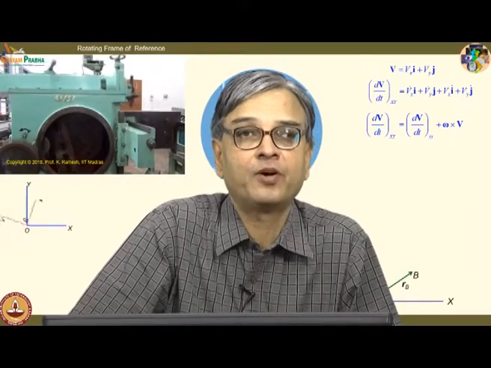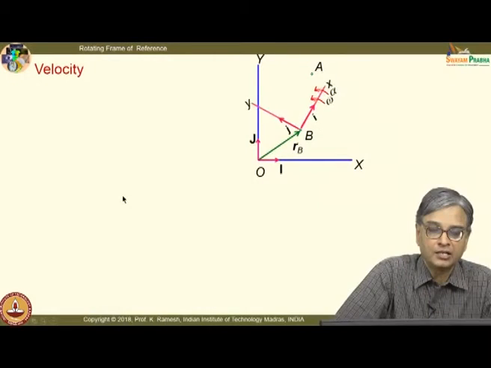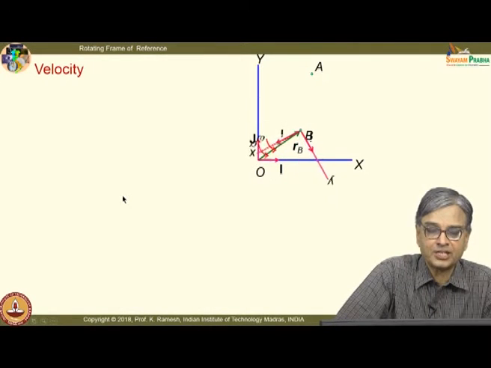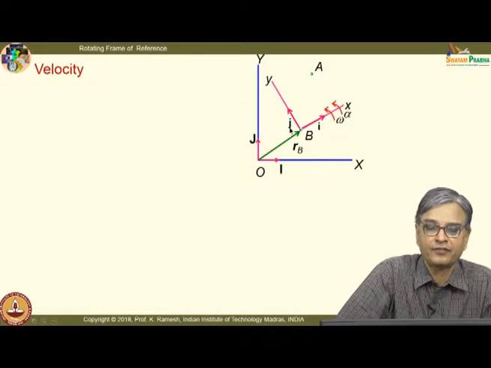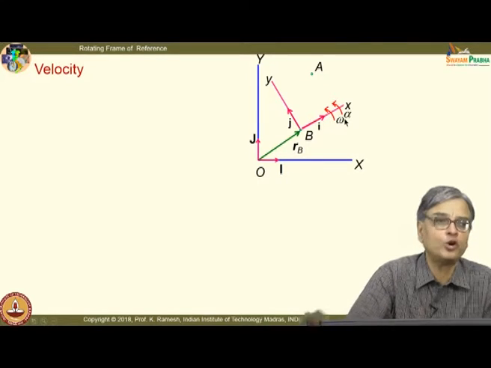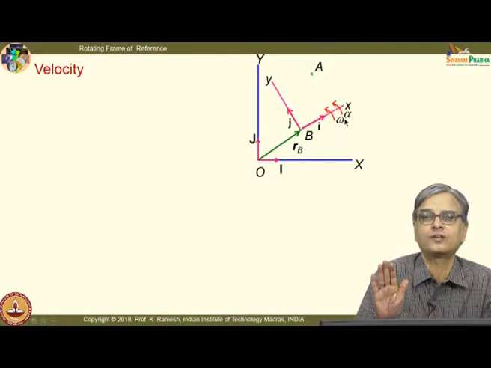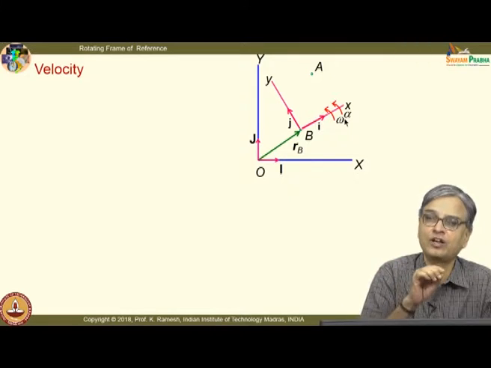Let us continue our discussion on rotating frame of reference. See, we have looked at the expression for velocity. Just to emphasize that we are dealing with a rotating frame of reference, I am showing this frame rotating, and I have angular velocity as well as angular acceleration. We do not put any restriction on the rotating frame of reference. It can have velocity as well as acceleration.